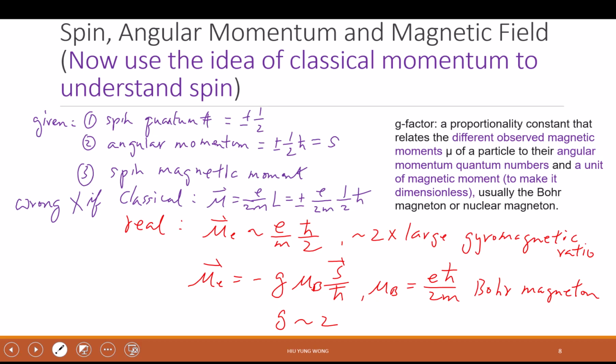But the most important thing you need to remember is that spin has a quantum number, then it has an angular momentum, plus minus h bar. And then it has a magnetic moment, and this magnetic moment can be represented by this equation. You just remember that it's 2x larger than if you were using the classical one. But you never need to derive that, right? You just know that it's equal to this equation, and that's it. Is that okay?